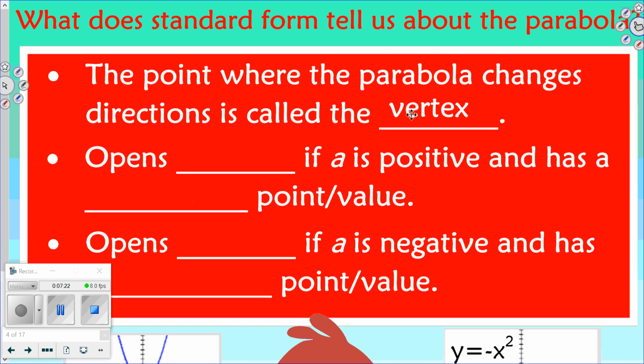All right. It opens which direction if the a is positive? It opens up. Right? Can you picture what it looks like? It looks like a U, and it has a blank point or value. My vertex is way down here. A minimum value. The vertex is the minimum. Why? It's the lowest point on that graph, right? So the vertex is a minimum. That always throws people because they're like, wait, it's positive and it's pointing up. Shouldn't it be a maximum? But no, it's actually the lowest point of the graph, so it's a minimum value.